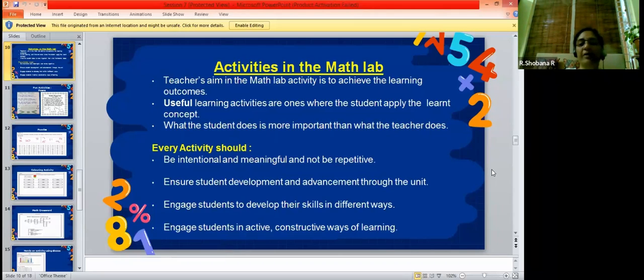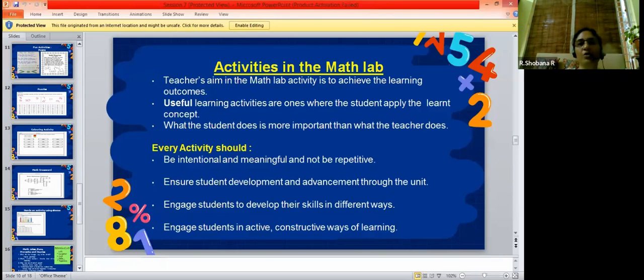Engage students to develop their skills in different ways. Of course, as ma'am said, all the psychomotor skills, communication skills, life skills, everything must be given an opportunity to be developed in the math lab. And engage students in active, constructive ways of learning.